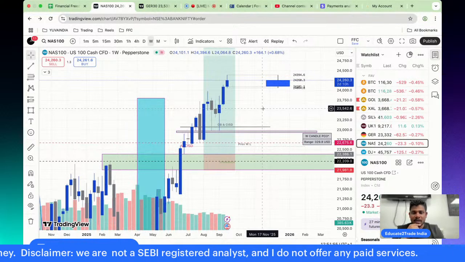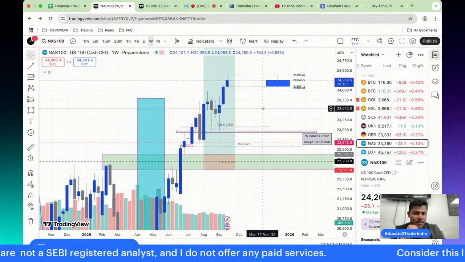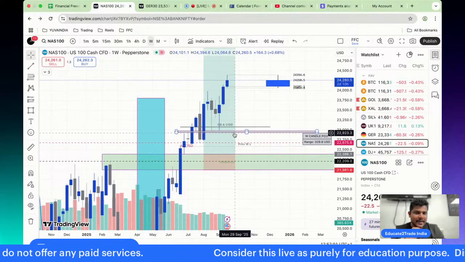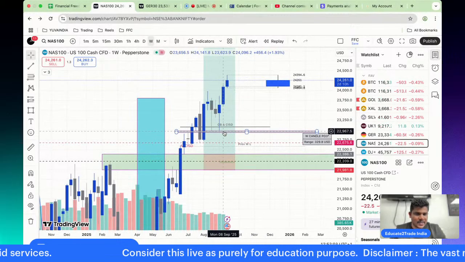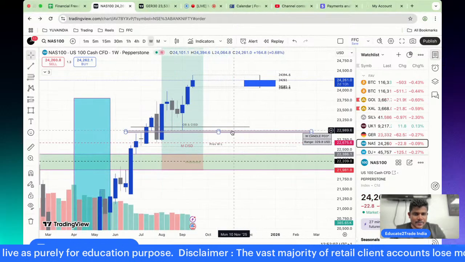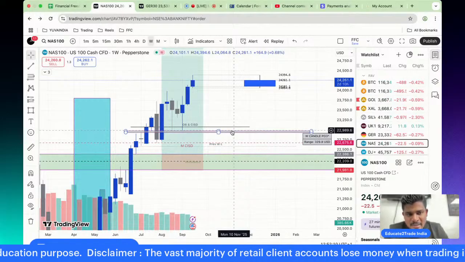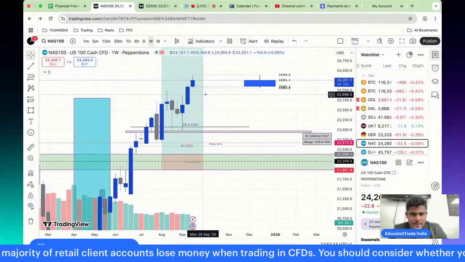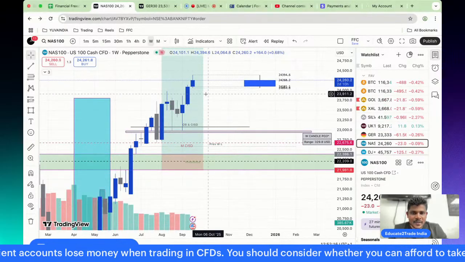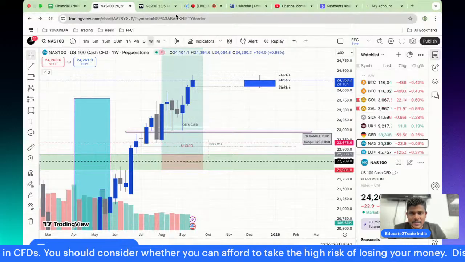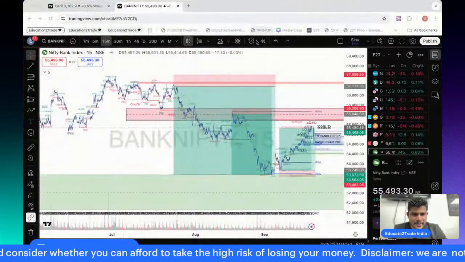I'll be interested to look for an opportunity to go long if the price has come back anything below this level. It should not be exactly this level, but anything below 22,000 or 23,800 is the target which we were looking for this particular week, or for the particular event. So this is playing out really well.